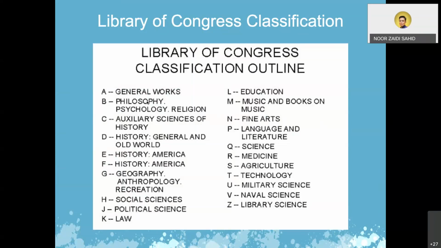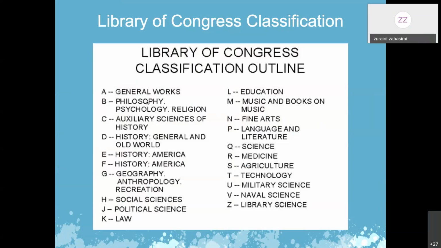Dia dah tuliskan kat situ. So ini untuk proses yang dimudahkan oleh publisher. Jadi ini adalah satu proses copy cataloging yang saya explain tadi. Just copy from the book itself, provided by the publisher, book publisher.